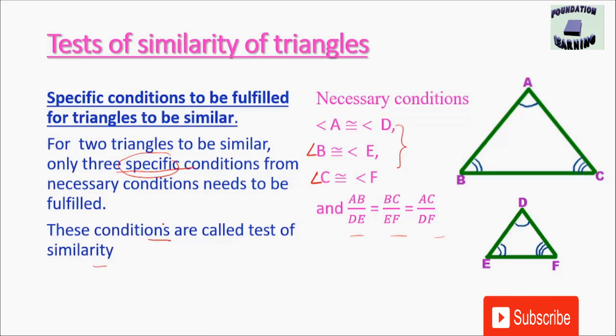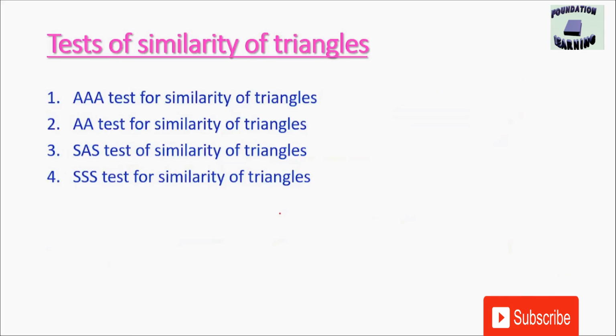So what is the necessary condition and what is the specific condition? The necessary condition is that angle A and angle D, angle B and angle E, angle C and angle F can be congruent, or the proportion AB is to DE equal to BC is to EF equal to AC is to DF. This is a necessary condition. But when you fulfill the specific conditions, they are called the test of similarity. Now there are a few tests of similarity which we are going to learn.